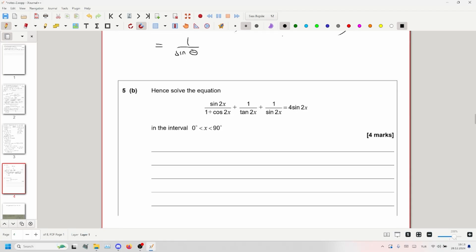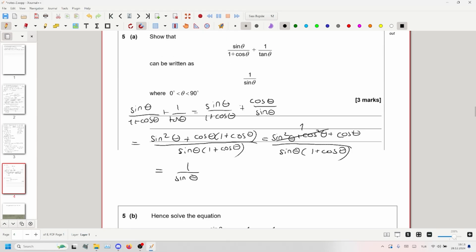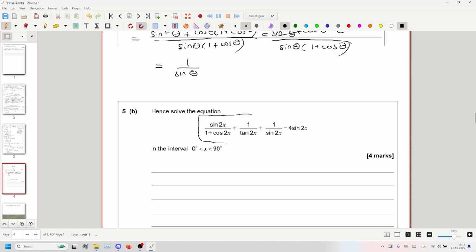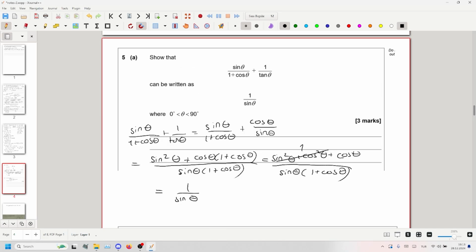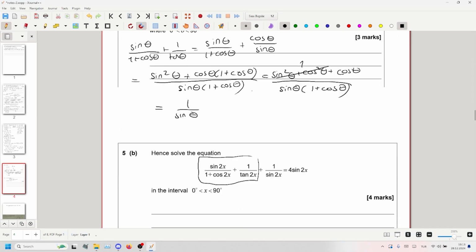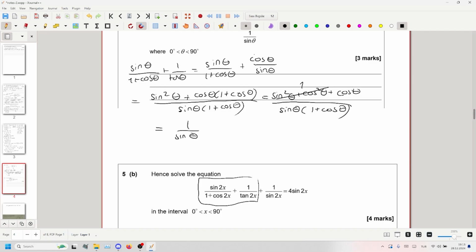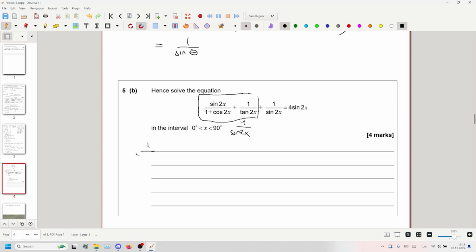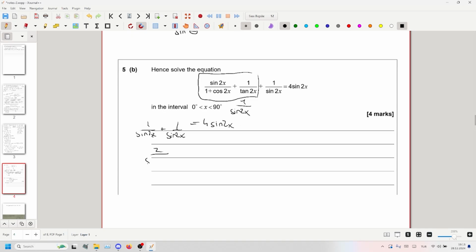Alright. Now, this question wants us to solve this equation using this identity that we've proven here. So notice how this expression right here, sine of 2x divided by 1 plus cosine of 2x plus 1 over tangent of 2x is exactly this expression right here. So we can just substitute 1 over sine of 2x for this. So we'll get 1 over sine of 2x plus also 1 over sine of 2x is equal to 4 times the sine of 2x. So 2 divided by sine of 2x is equal to 4 sine of 2x.